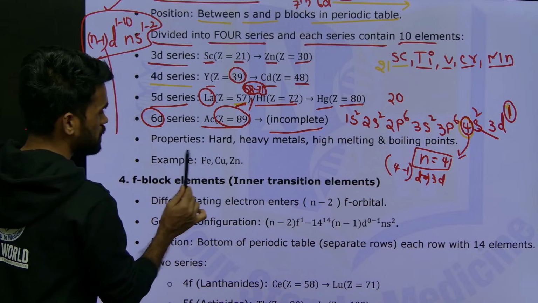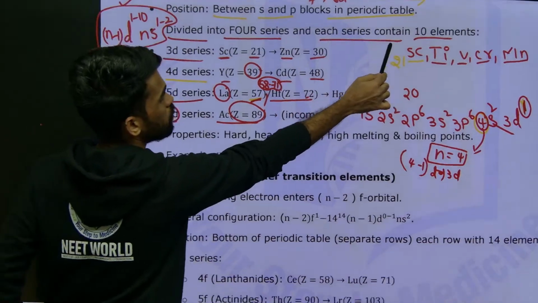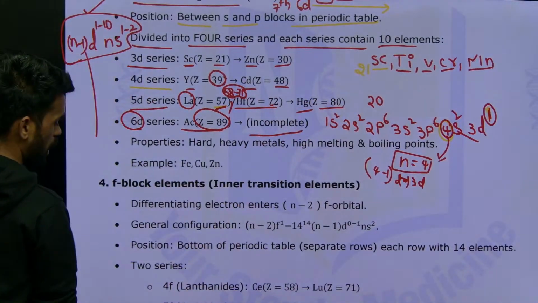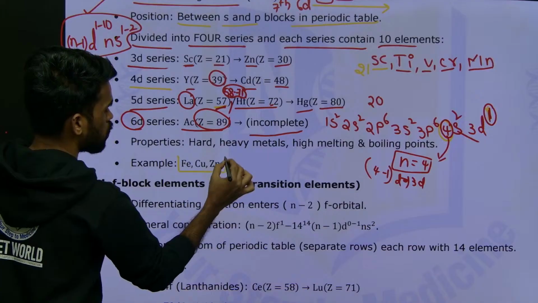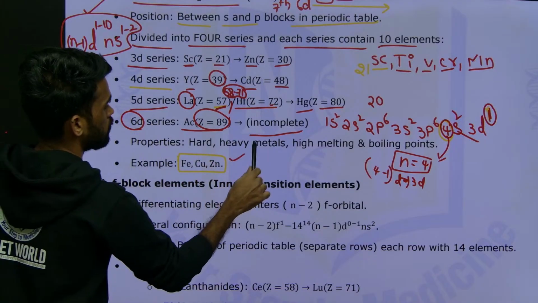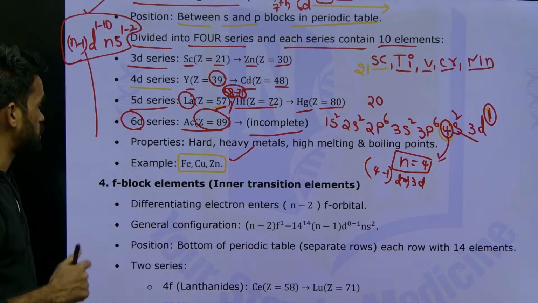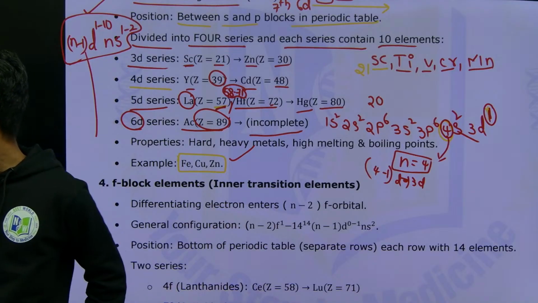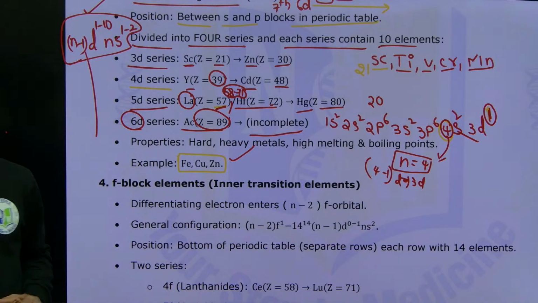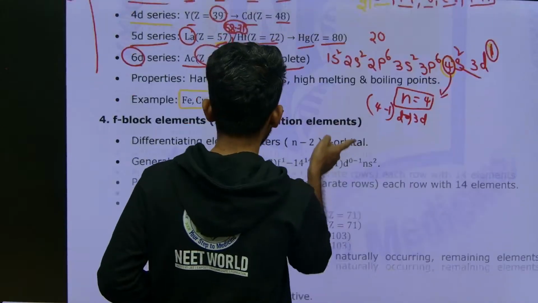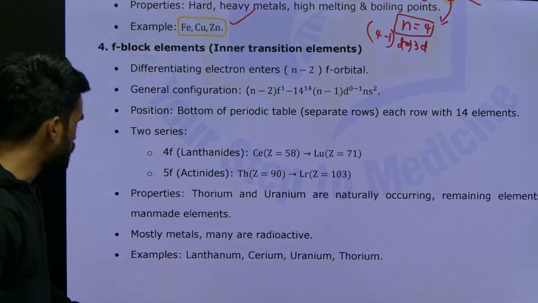Now examples. We have already written some examples for d block. Here iron, copper and zinc are mentioned as examples of d block elements. Then after this we have f block elements. Those are also called inner transition elements.